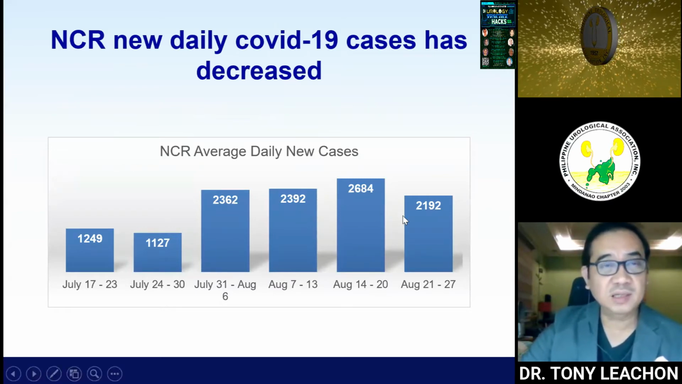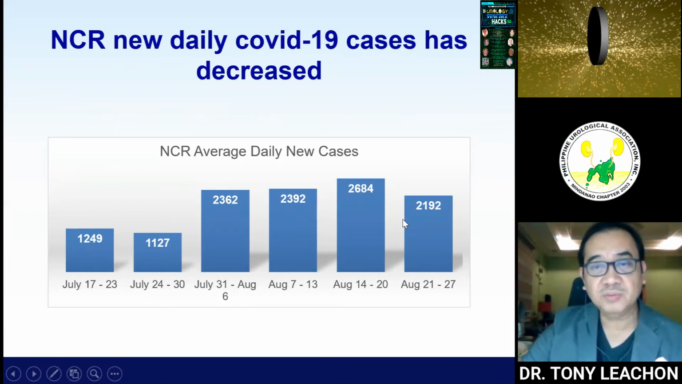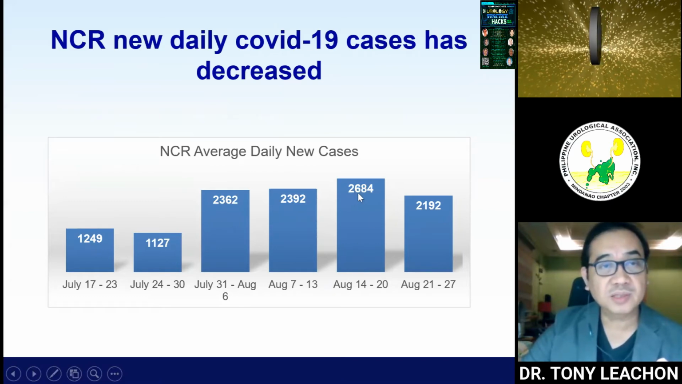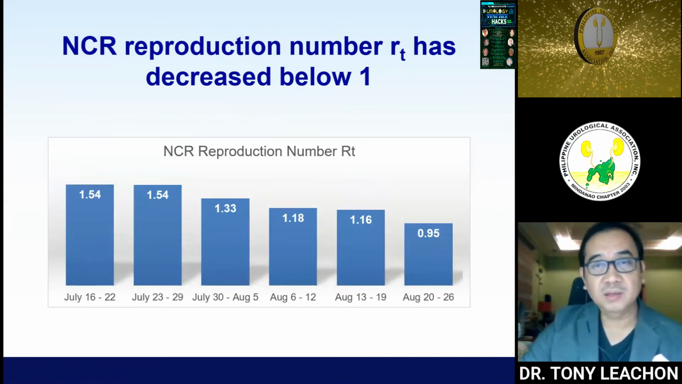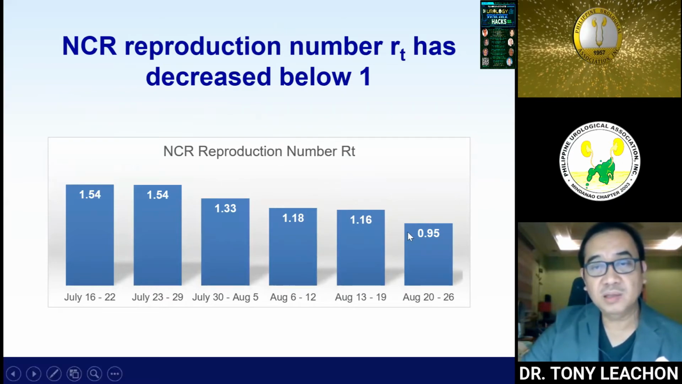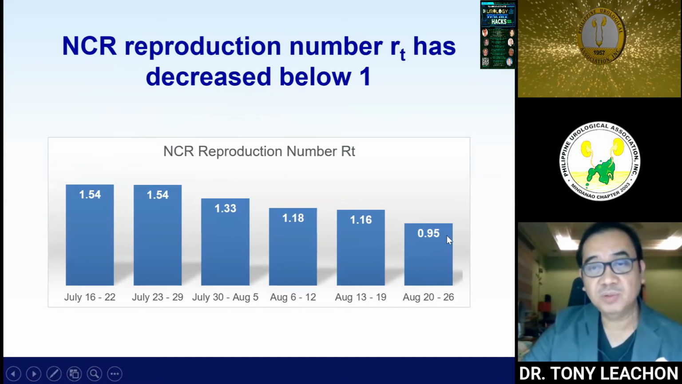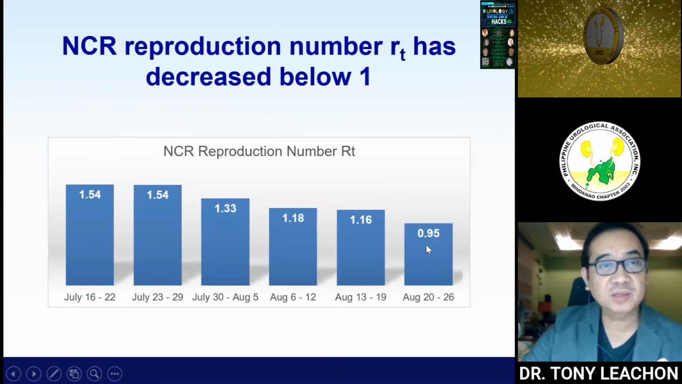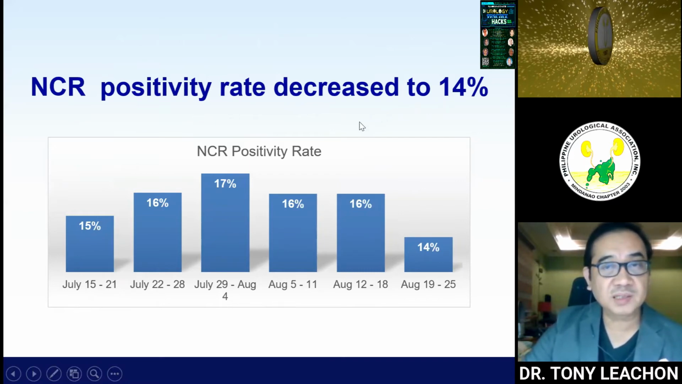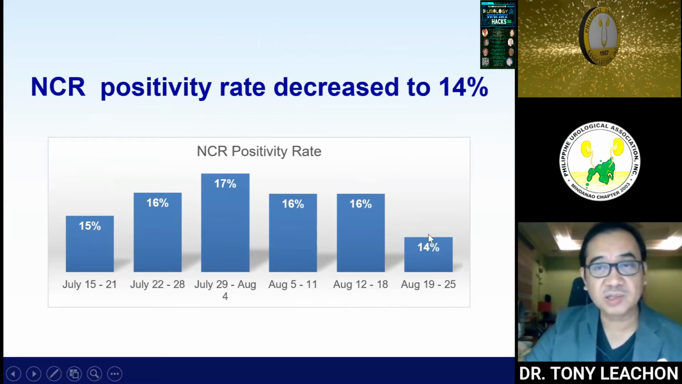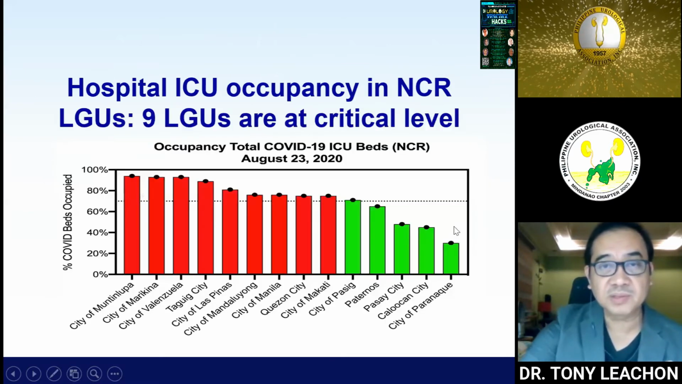The daily cases in the National Capital Region, because of the MECQ, have gone down from 2,684 to 2,192. And the R0 has decreased below 1. And this has been because of the implementation of the MECQ. But we're not yet out of the woods. And we should not declare victory too soon. The NCR positivity rate decreased to 14%. The WHO benchmark is less than 5%. There's still local transmission, and we need to work harder to reduce the positivity rate to around 5%.